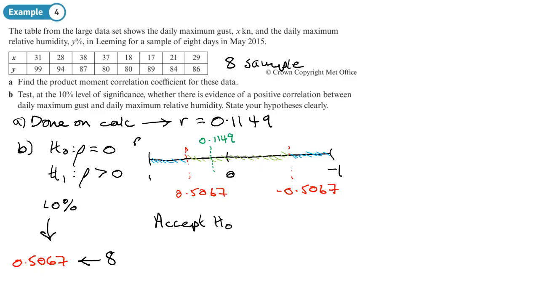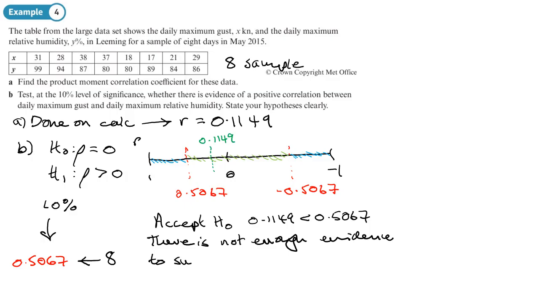So last we just write accept H0, and we're accepting H0 because this 0.1149 is less than the 0.5067, and there is not enough evidence to suggest a positive correlation. And obviously you would write down a sentence in context, so you talk about the maximum daily gust and daily maximum relative humidity and use that in your sentence. Okay, you should now be able to do exercise 1C on pages 10 to 12.